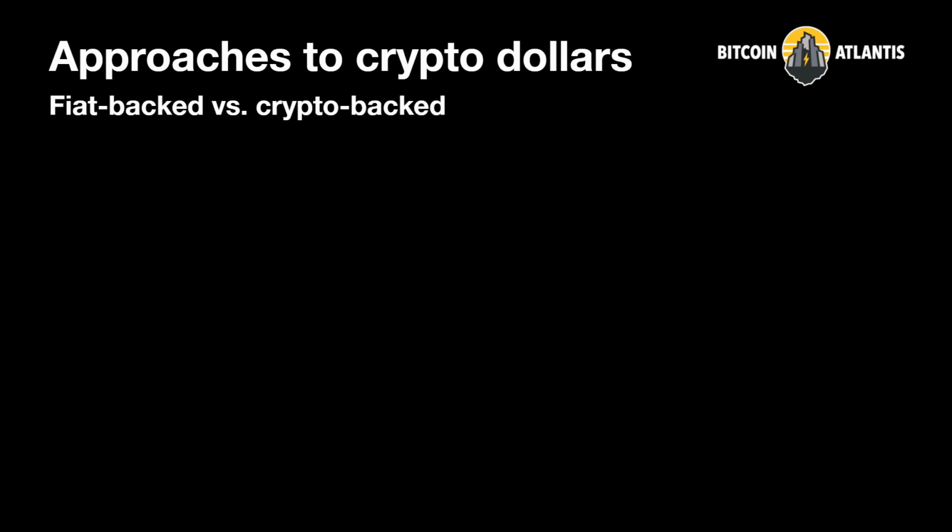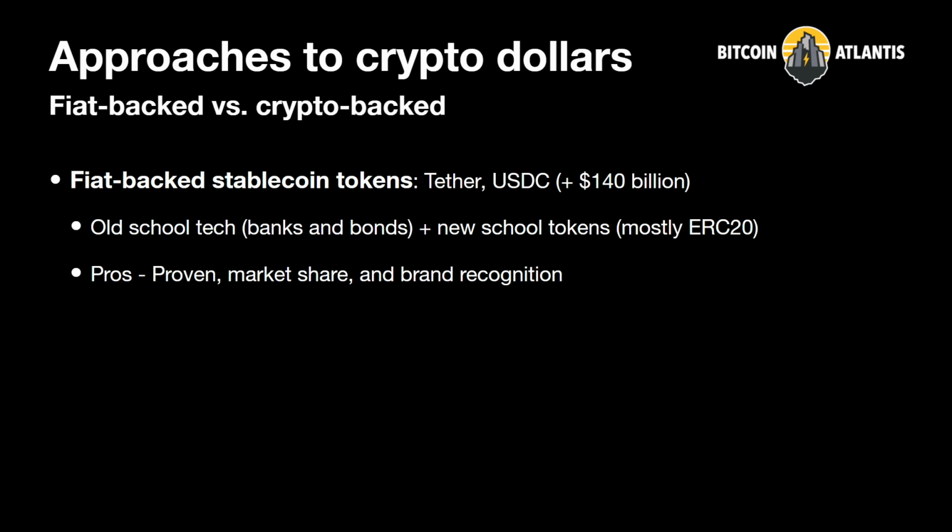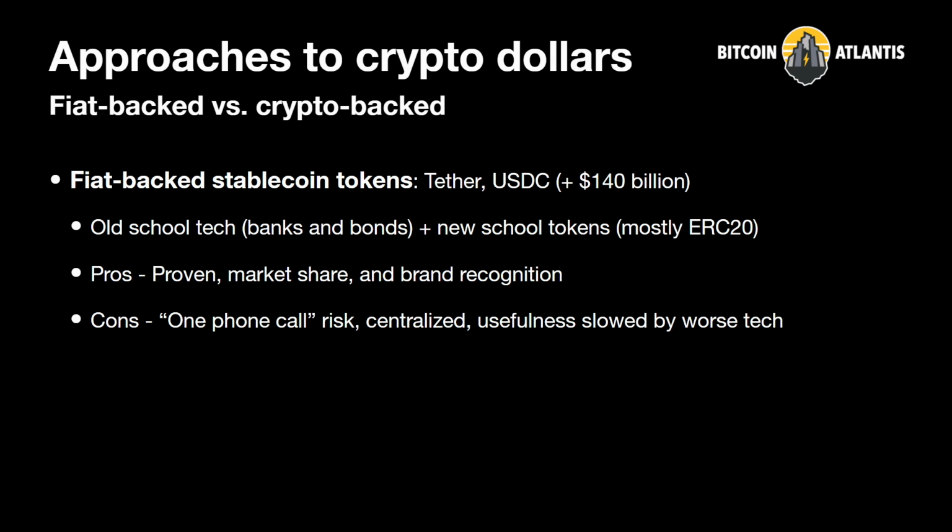Before I get to the stable channels approach, I want to talk about a couple of different approaches for stablecoins and stable balances. There are fiat-backed versus crypto-backed stablecoins, and fiat-backed stablecoins are like Tether and USDC, and there's about $140 billion of them. These combine old-school tech, like banking, Tether has a bank, and US Treasury bonds, plus new-school tokens, and they're mostly ERC20 tokens on Ethereum.